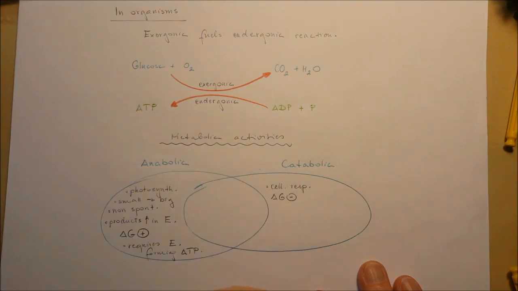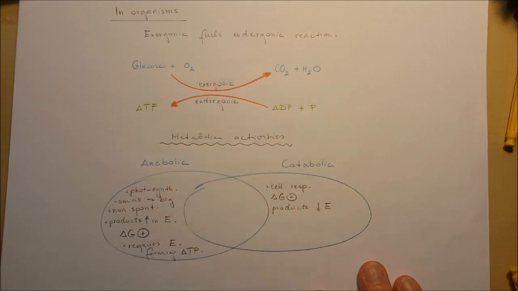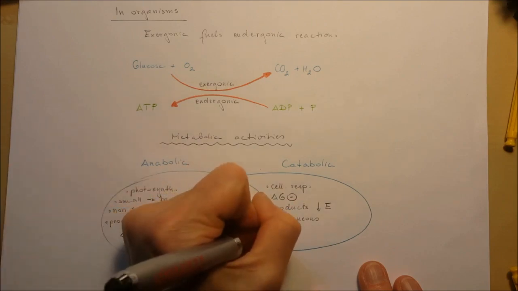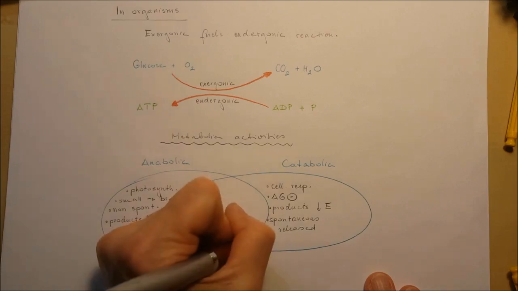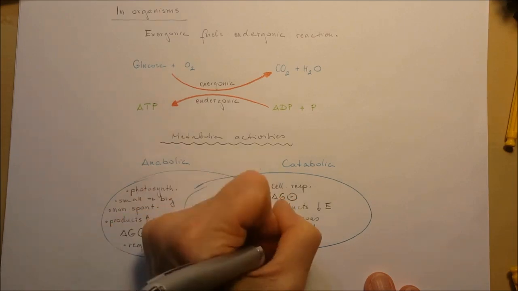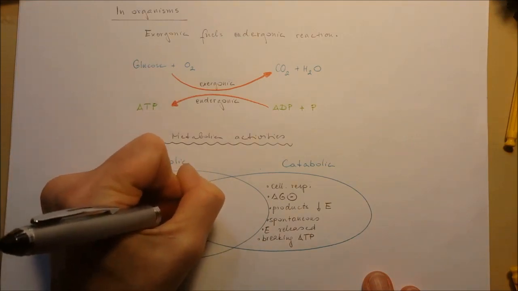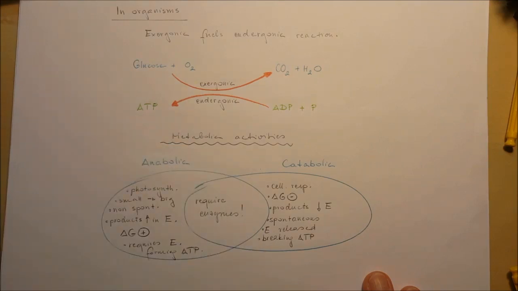Catabolic reactions, on the other hand, for example cellular respiration, have a negative free energy, the delta G is negative. Products have lower energy levels, it's a spontaneous reaction, energy is released, and breaking ATP is an example of catabolic reactions. Both of them require enzymes in our body to lower the activation energy. I guess that's pretty much it about the free energy.